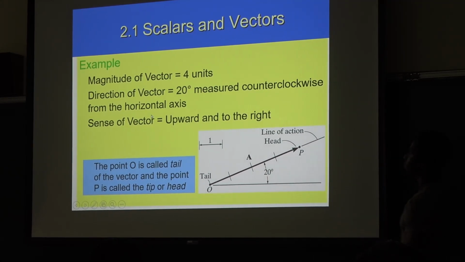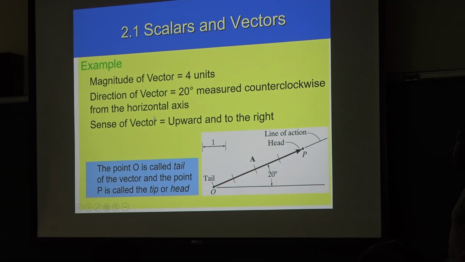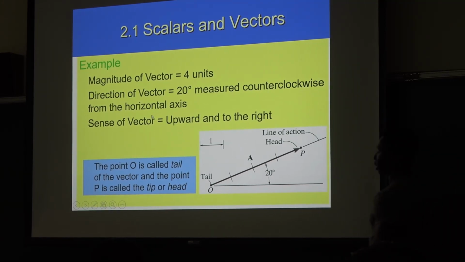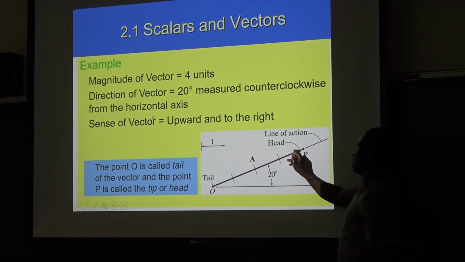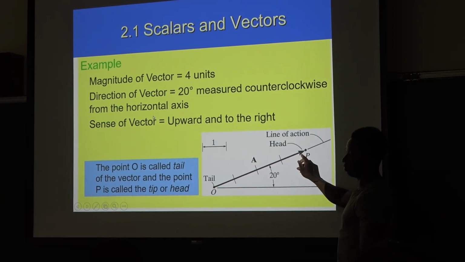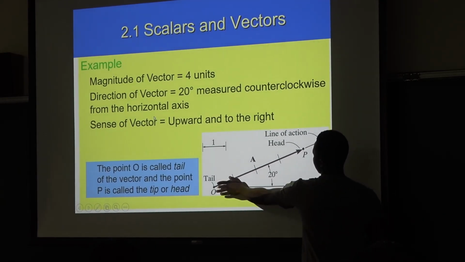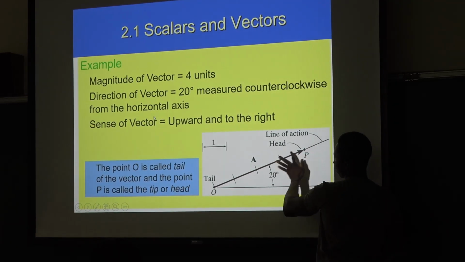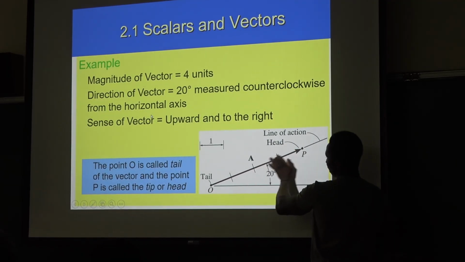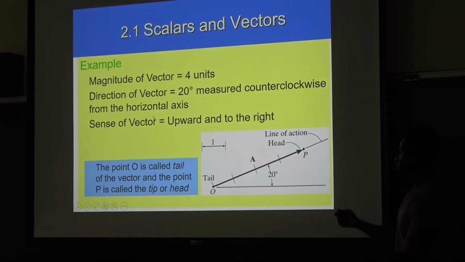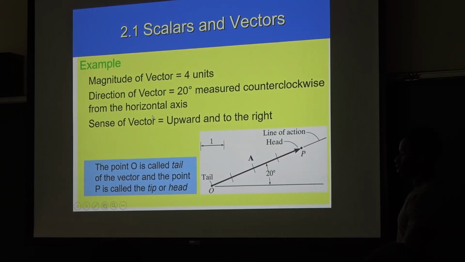And the sense of the vector is upward and to the right. So this is the sense of our vector. Okay? So we know the sense of direction. The vector is pointing this way, and then we also know, based on the length of the arrow, what the magnitude of this vector is.